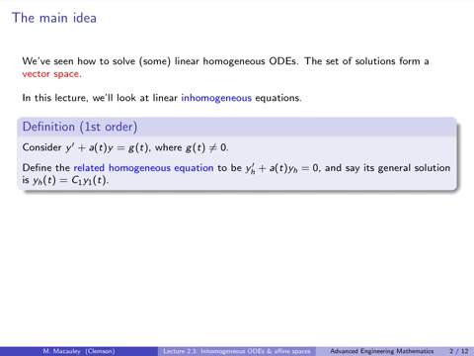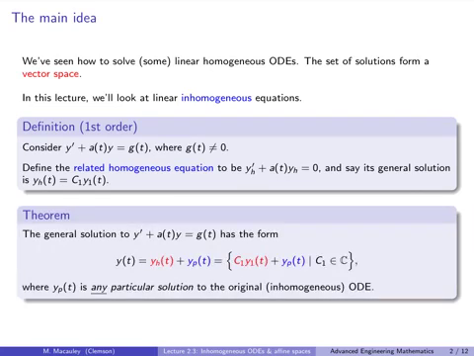And let's suppose that its general solution is yh of t equals c1 y1 of t. So we know this is a one-dimensional vector space, the general solution that is. So any non-zero y1 of t that solves this ODE is going to be a basis for the solution space.